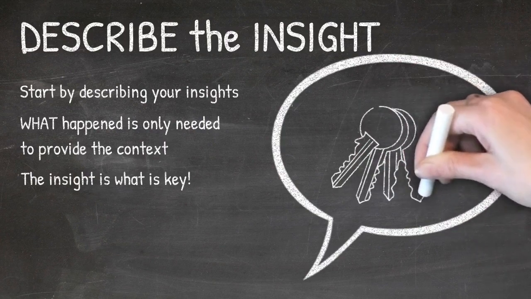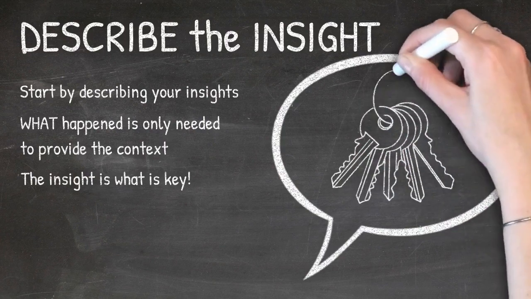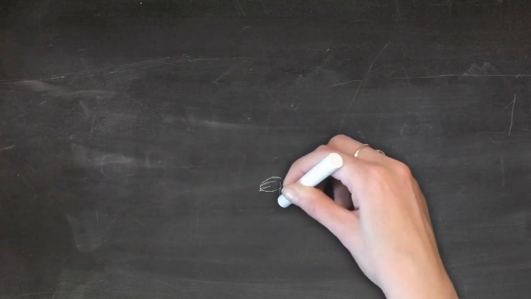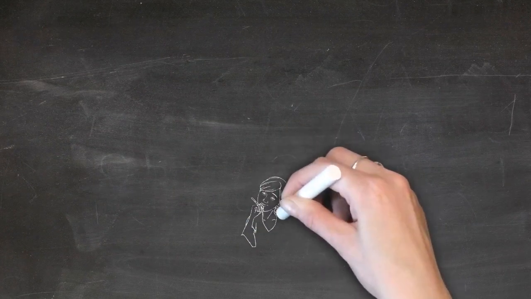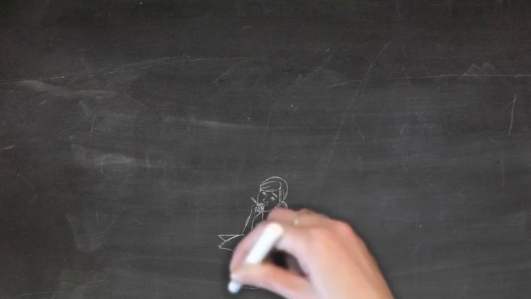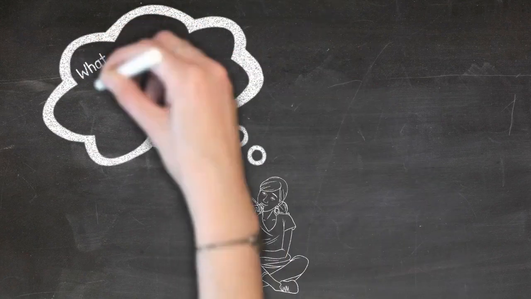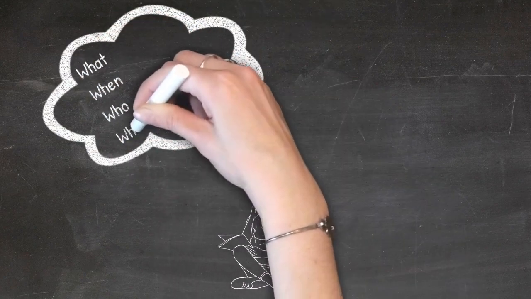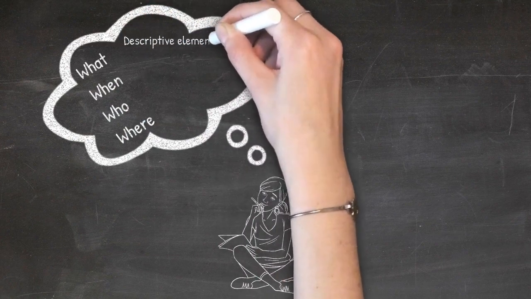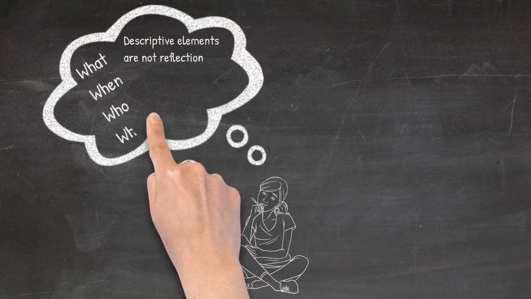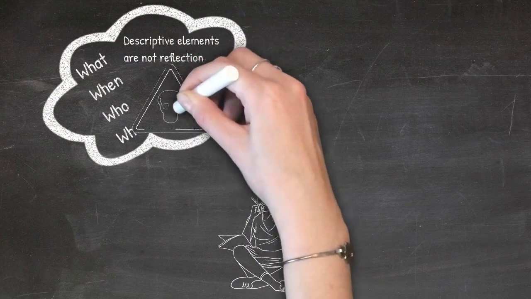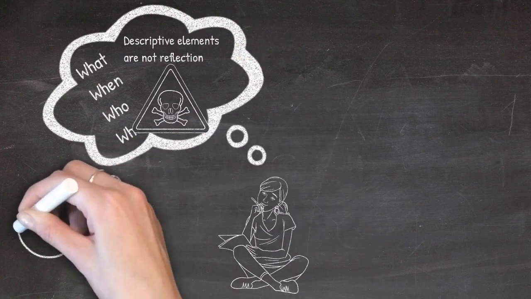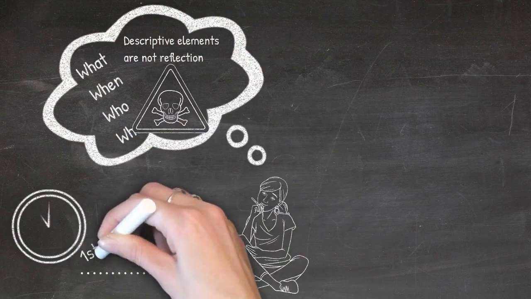Ultimately, as we know, insight is what's key here. The temptation can be, when you're doing reflective writing, to focus on the what, when, who, and where, the descriptive elements. But there's a real danger in doing this. Descriptive elements are not reflection. So avoid the temptation to just create a simple timeline.